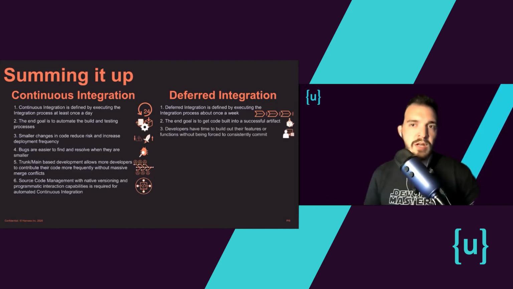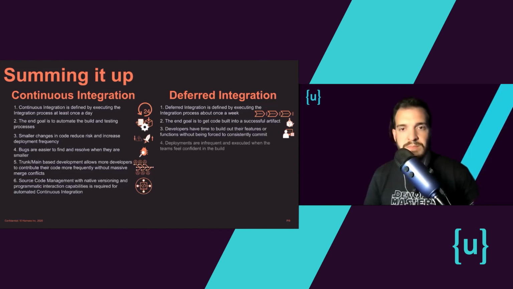Developers in deferred integration, they'll have time to build out their features or their functions, and they're not forced to consistently commit. With continuous integration, you'll most likely have these processes where it's like, on file save locally, auto commit up, and you'll build out this entire git command process that you're going to run through, and you're required to do that on a regular basis, and you're going to have checks and balances and things along those lines. With deferred integration, I'm not going to have any of that. So my teams can work at the pace that they feel most comfortable with.